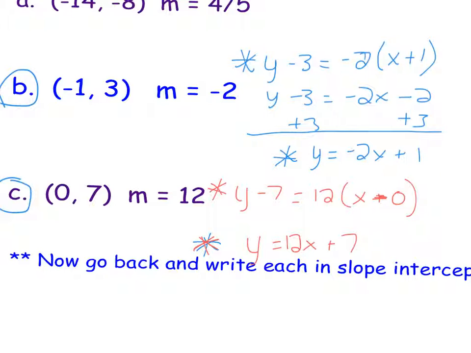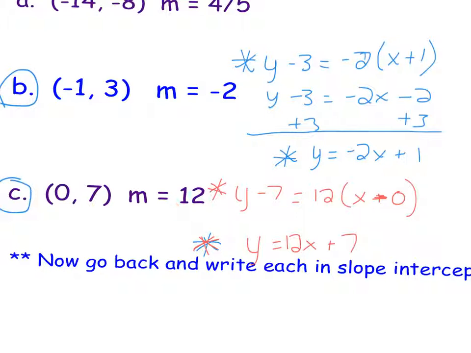Now because I make math errors all the time, I like to double check. So what I did was I took my x of -1 and I plugged it in. So -2 times -1 is 2. 2 plus 1 is 3. So I know that that works.